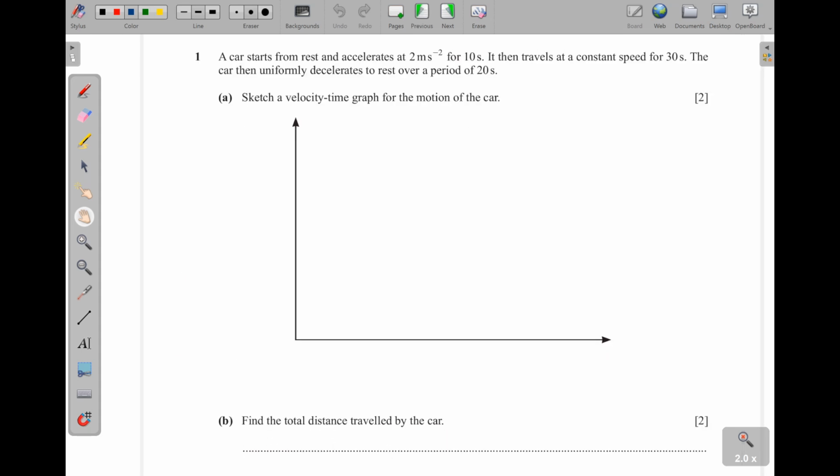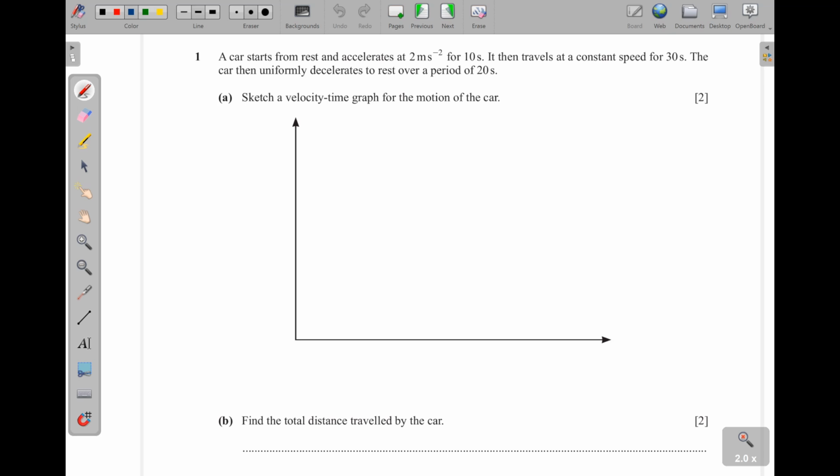Question 1. A car starts from rest and accelerates at 2 meters per second squared for 10 seconds. It then travels at a constant speed for 30 seconds. The car then uniformly decelerates to rest over a period of 20 seconds. Sketch a velocity-time graph for the motion of the car. Now, I need to know that constant speed they are talking about.